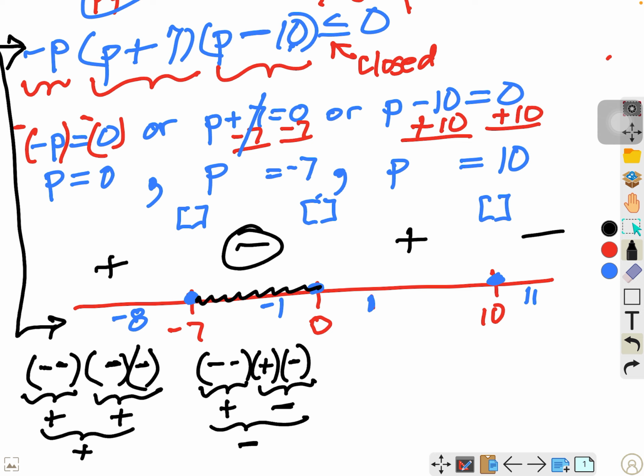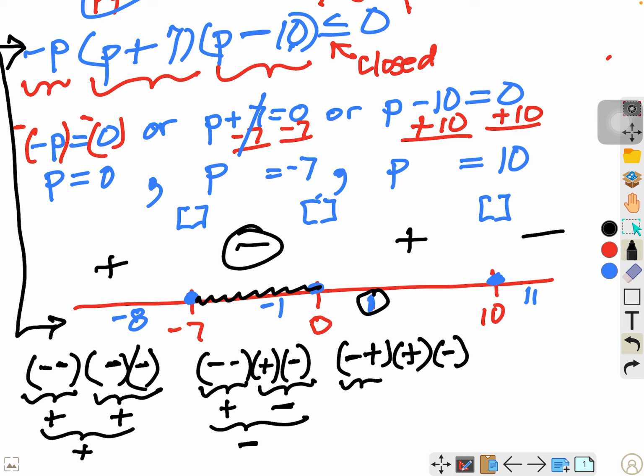Now for the third region, we're testing the number 1. Negative p, so negative times the positive 1. And then for the middle factor, 1 plus 7, it's a positive outcome. And the third quantity, p minus 10, 1 minus 10, is going to give me a negative. I have an even number of negatives. My outcome will be positive.